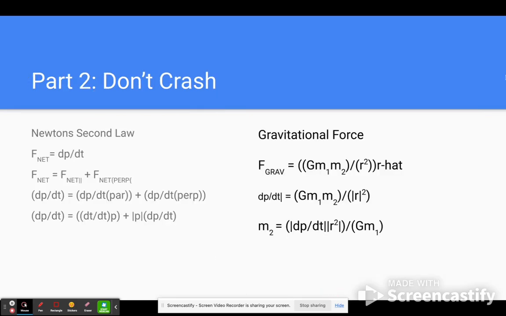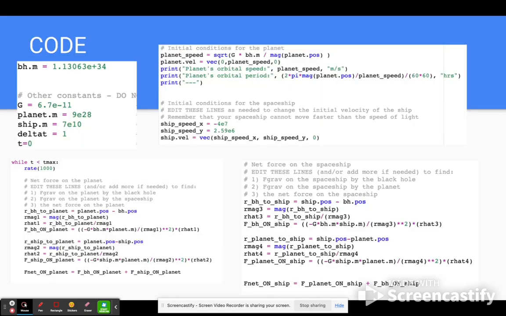So for part two, don't crash, the key concepts are the same, which is Newton's second law, aka the momentum principle, and the gravitational force. So here's the code. On the left side, we just established some constants, like the mass of the black hole equals 1.13 times 10 to the 34th, and some other constants that I discussed in part one. On this left side and bottom left and bottom right side, we are establishing the net force on the planet and the net force on the ship.